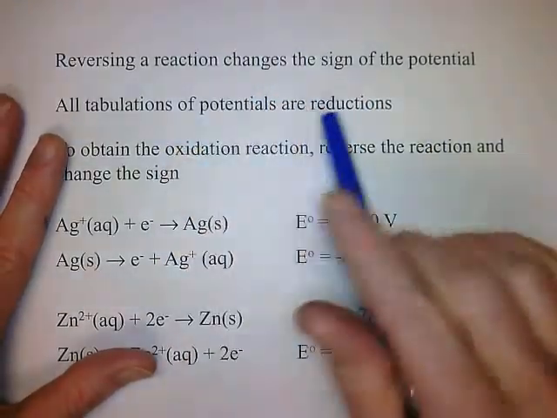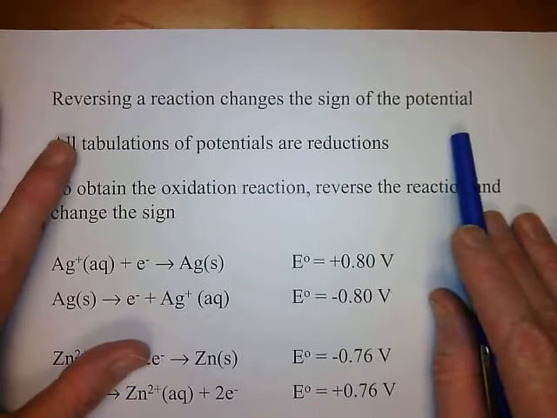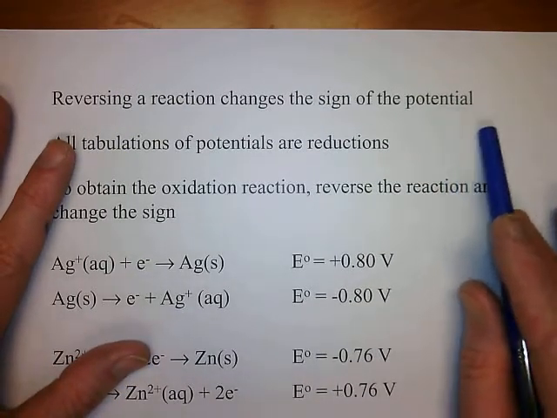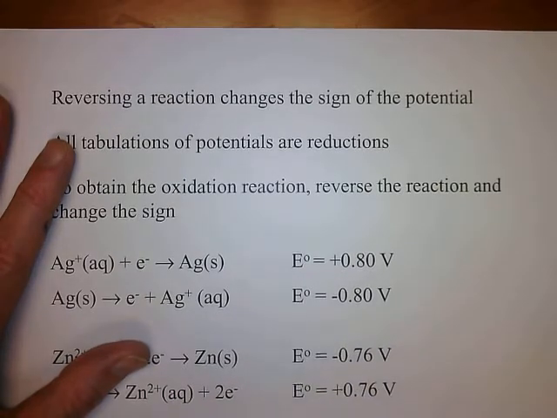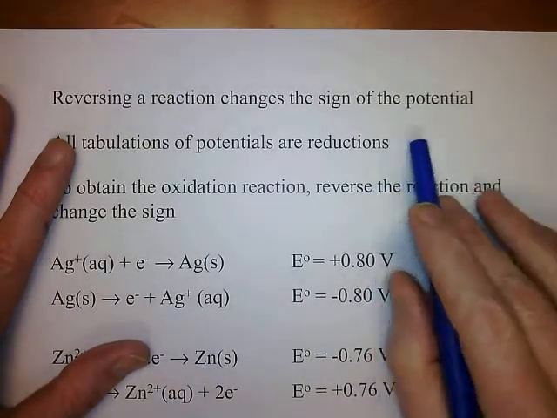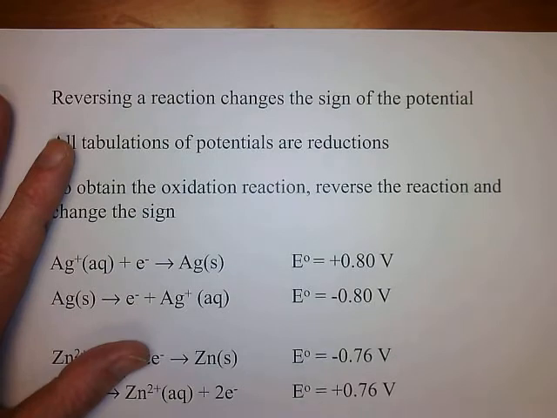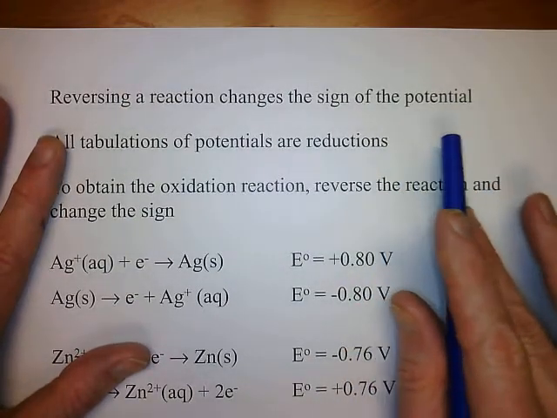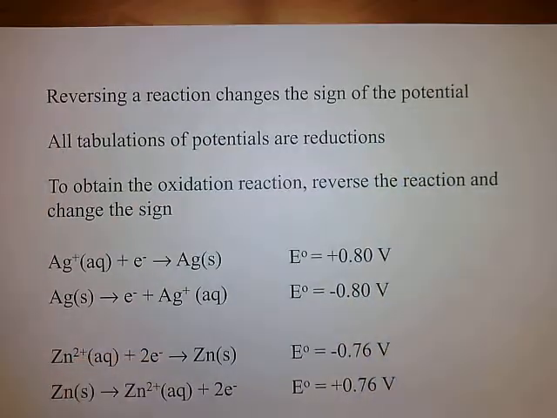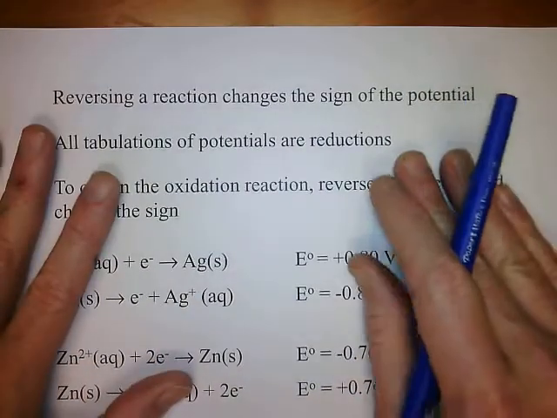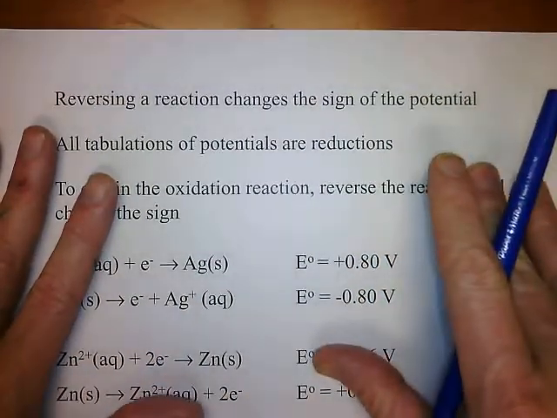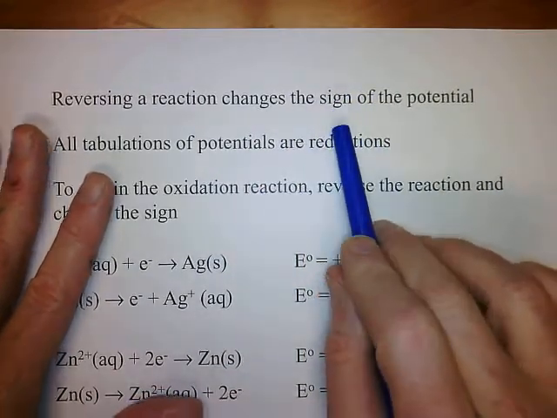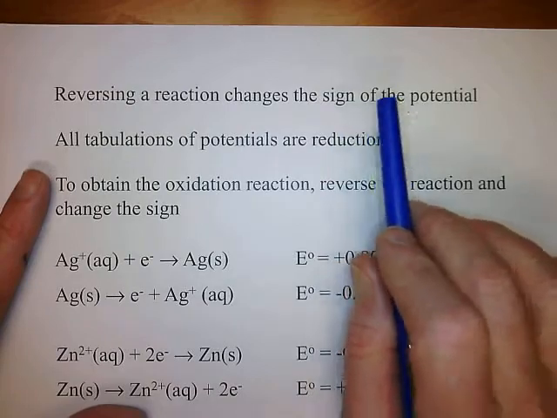So for example, when we talked about phase changes, we said the same thing. For example, if you have solid to liquid or liquid back to solid again, the magnitude of the change is the same, but the sign changes. One way is energy in, another way is energy out. That's the same thing here. You reverse a reaction, you change the sign.